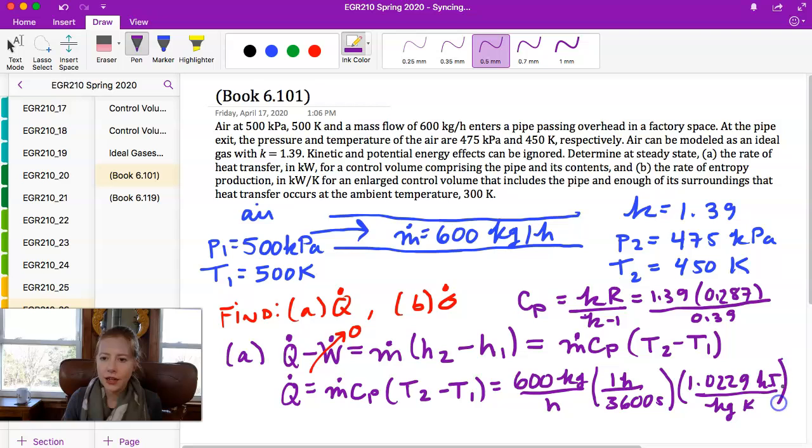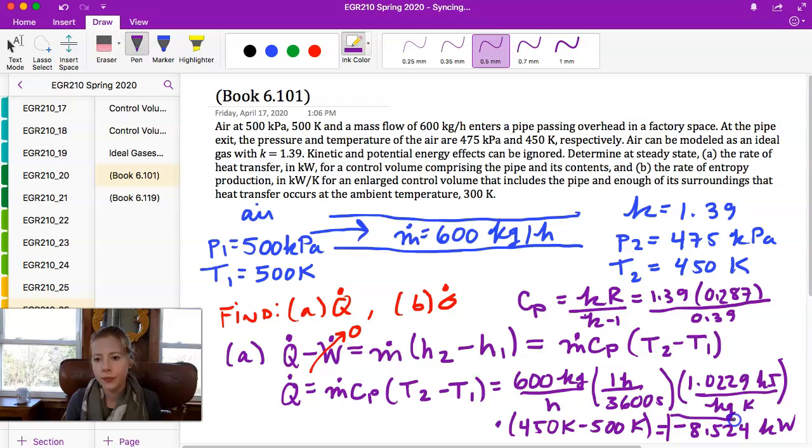And lastly, our delta T is going to be T2, which is 450 K, minus 500 K, so minus 50 K. And this gives us a Q dot of minus 8.524 kilowatts, because we have kilojoules per second left. And a kilowatt is a kilojoule per second. Okay, so that was part A. Let's look at part B.